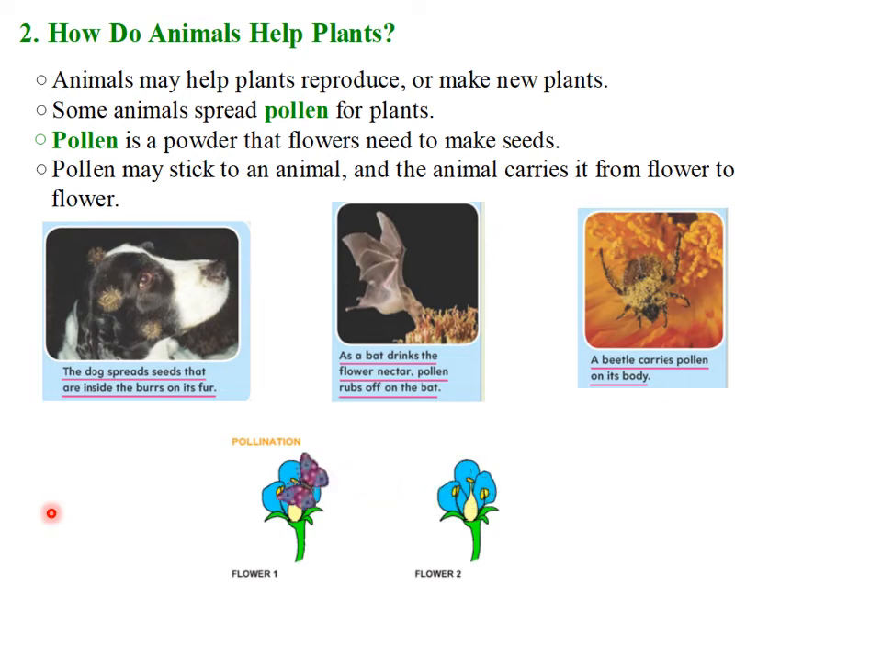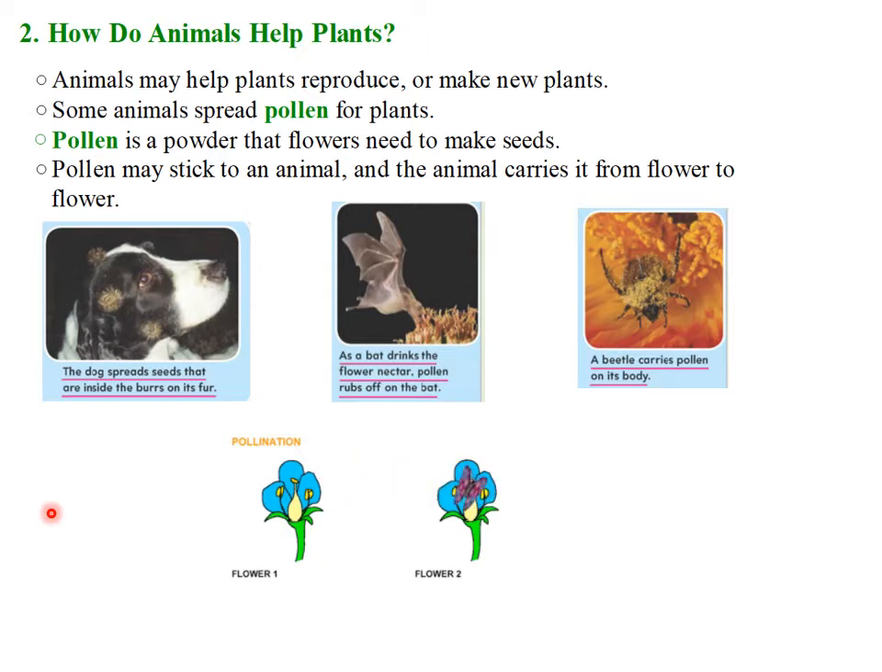Some other animals spread pollen for plants. What is pollen? Pollen is a powder that flowers need to make seeds. How is pollen spread? Pollen may stick to an animal. The animal carries the pollen from flower to flower. This process is called pollination, and it helps plants make new plants.